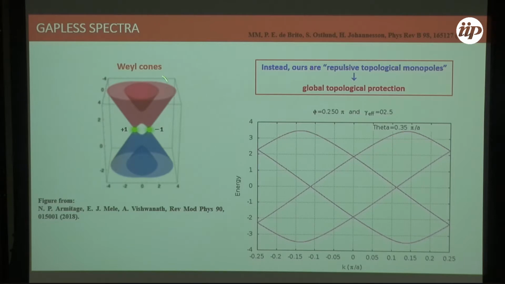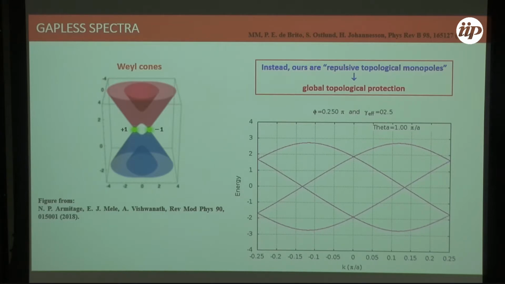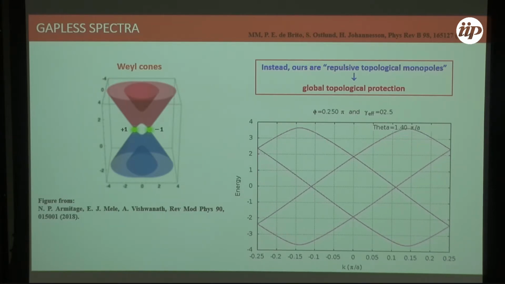So different from what we have with Weyl cones, here we have global topological protection in that these nodes can never be undone through pairwise annihilation.